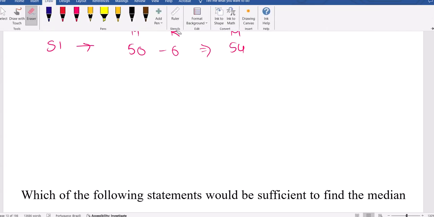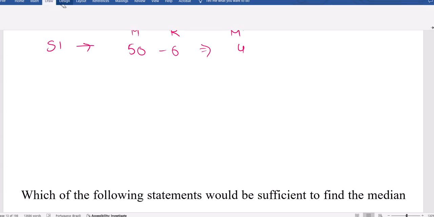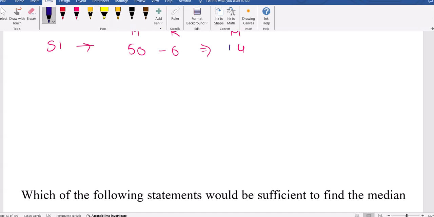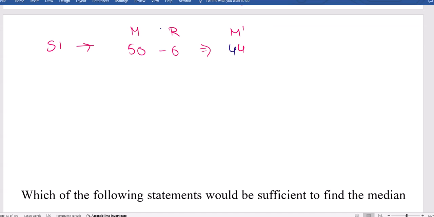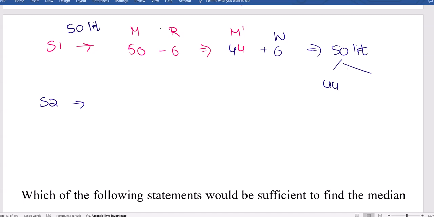Next, the second time. Now what is important is that the can has 6 liters of water added. 44 milk and 6 liters of water added, so 50-liter content is available. Initially 50, now also 50 only. But in this, pure milk is 44, and water is 6 liters.